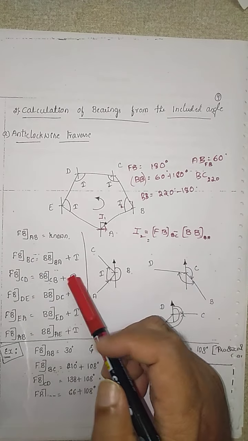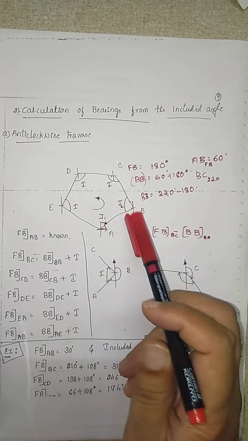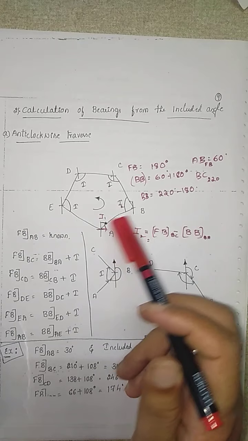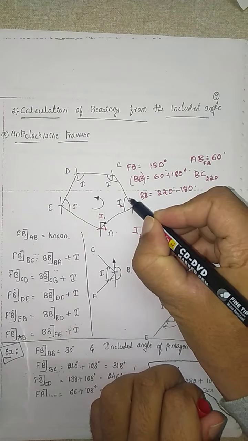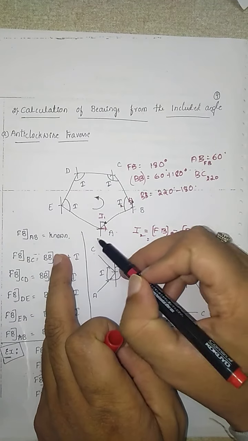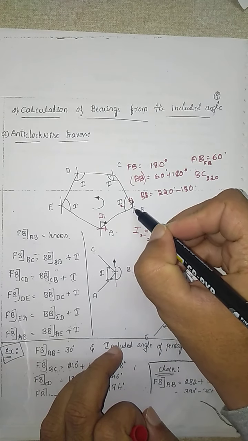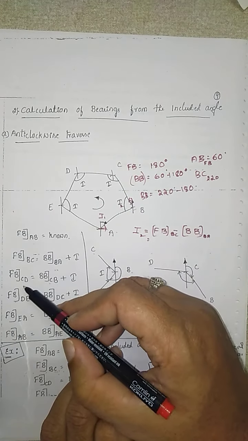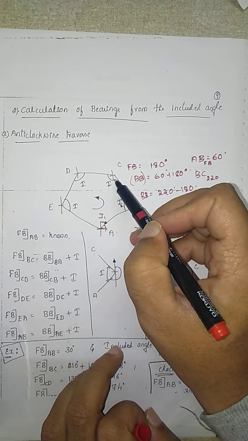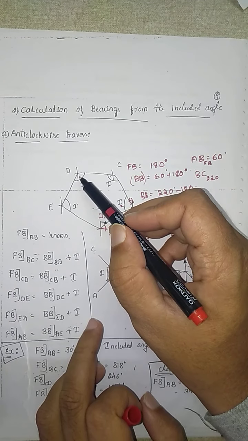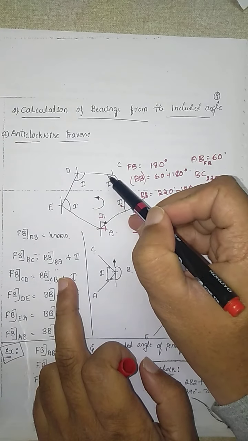So now let us come again to this fore bearing of the line BC. You are going to find it by adding the back bearing of the line BA plus the included angle. Now if you want to find this angle, you are going to find out the back bearing of BA and add the included angle, and then you are going to get this. Similarly, if you want to find out the fore bearing of the line CD, you are going to add the back bearing of the line CB plus the included angle.